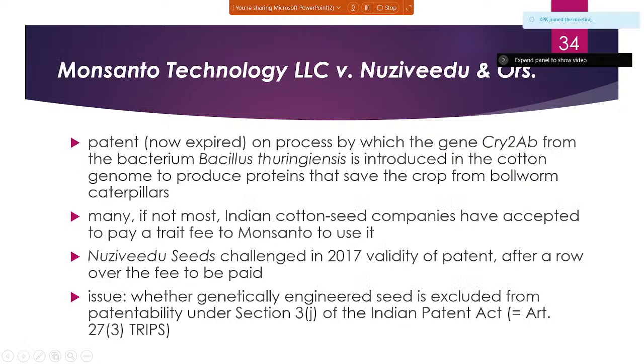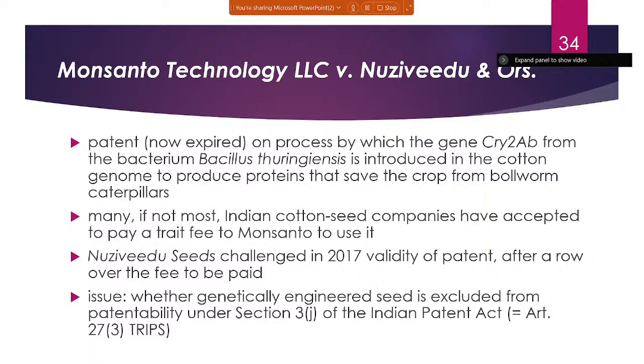This is just a case related to the Patent Act and Plant Variety Act in India. This was Monsanto Technology LLC versus Nuziveedu Seeds and others. In all cases, you will see ORS. ORS is just others; they type it like that. The patent, which had expired at that time, was on a process by which a gene from the bacterium Bacillus thuringiensis was introduced into the cotton genome to produce a protein that saved the crop from bollworm caterpillar.